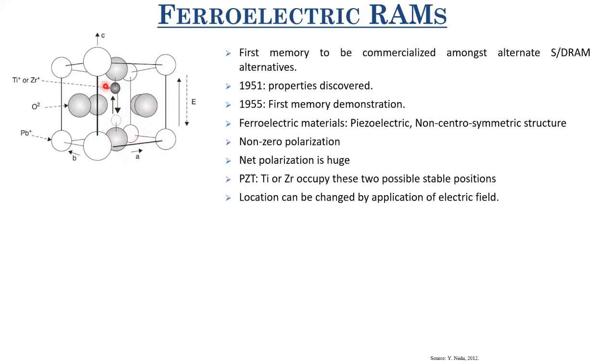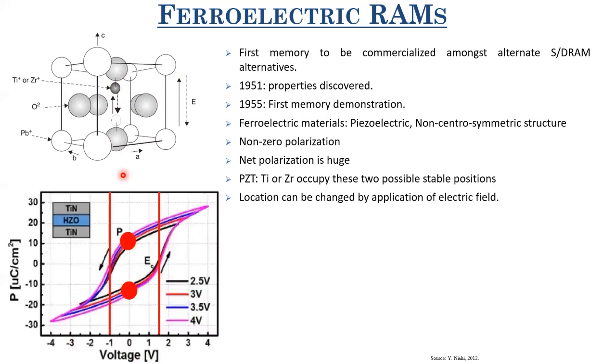And that is inherently because of this displacement of atoms. So this is the typical polarization versus electric field, or versus voltage, curve that you measure for any ferroelectric material. Let me explain that. You have two distinct polarization states. And what are those two distinct polarization states? If you do not apply any electric field, you have these two different polarization states.